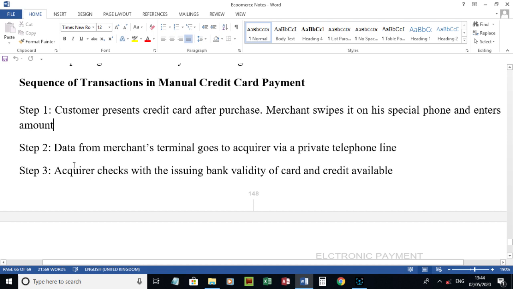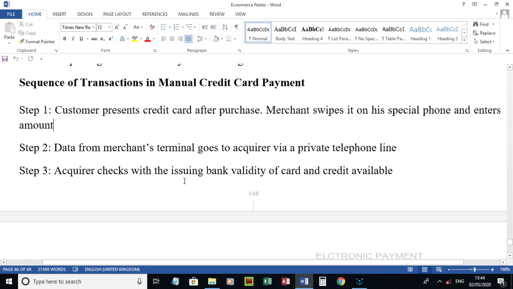Step 2: data from the merchant terminal goes to the acquirer through a private telephone line. When you swipe the card, the data goes straight away to the acquirer through the private phone line.